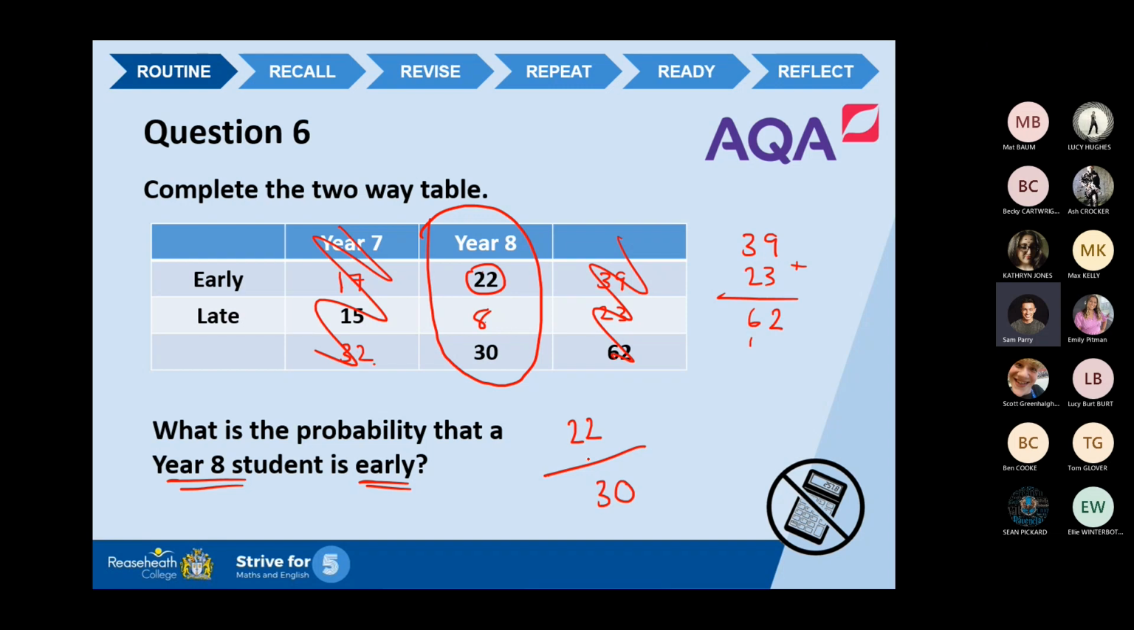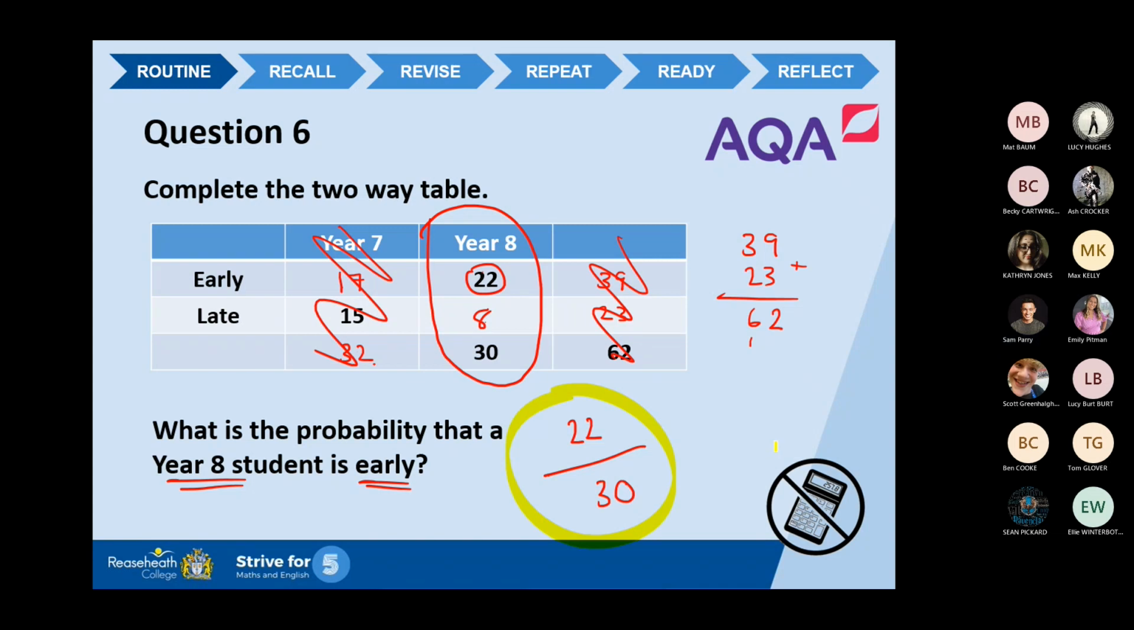Now, you don't have to worry about simplifying it. The question doesn't say give your answer in its simplest form or anything like that. It just says what is the probability. Probability can be written nicely as a fraction. Work out the total number of year 8s, and then right above it, how many are early. If it said how many were late, then I'd simply put an 8 over the top of the 30 instead of the 22. So look at what you need, ignore everything else, and then focus your attention so you're happy with everything you've got.